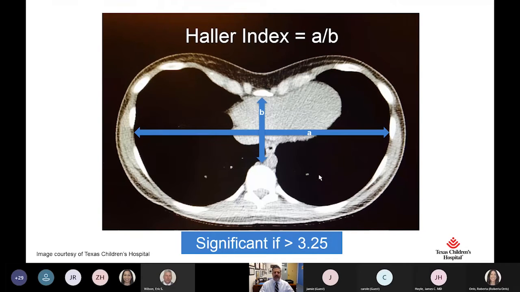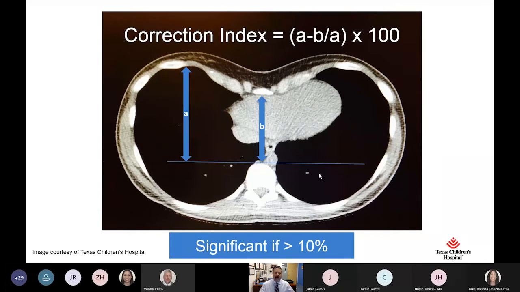So if that ratio is above 3.25, you're considered to have a severe pectus. That is actually something that can be altered by just your transverse diameter. So if you have a really broad person, they're automatically going to have a high Haller index. If you have a narrow patient, they're going to have a lower Haller index. So there's some faults to that measurement.